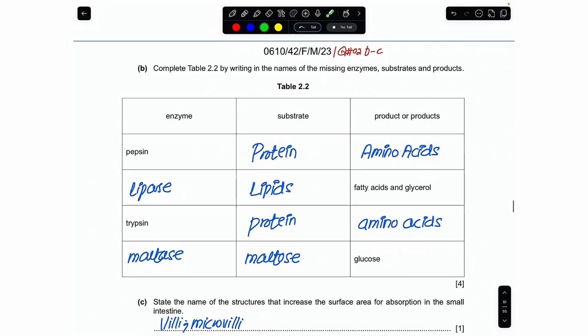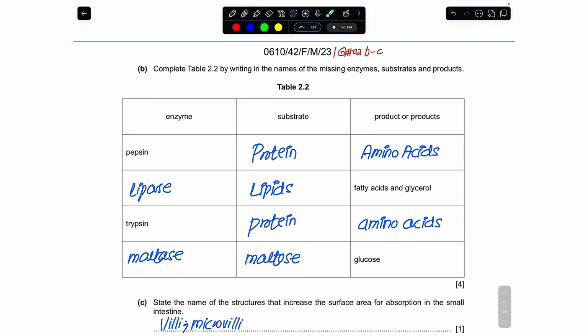If we come here, this appeared in February/March 2023, and the theory paper variant was 4.2. We would be doing question number 2 of the exam, but only its parts B and C. And this again is in the context of the enzymes that play a role in the alimentary canal.